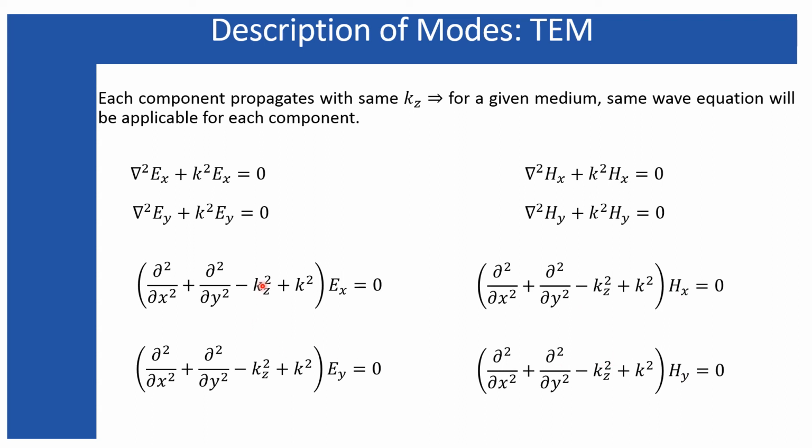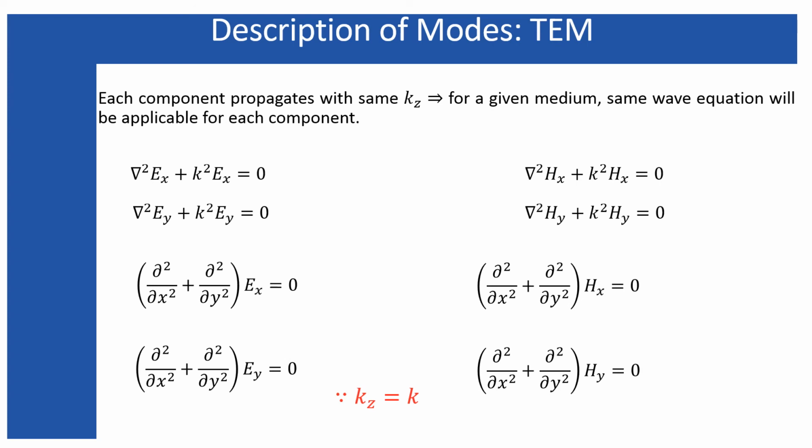And therefore, for the TEM mode, kz and k are equal, since the cutoff wave number is equal to 0, so these two factors get cancelled, and these are the final expressions you can obtain for the TEM mode by considering that kz is equal to k.